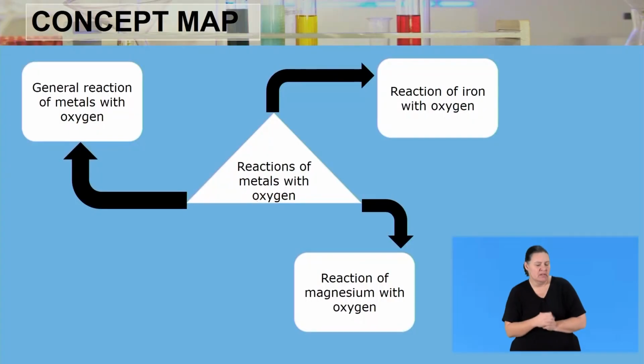In order for us to achieve our targets and goals, we're going to take our main idea, which is the reactions of metals with oxygen, and break it down into small ideas that we can solve. Our first concept is the reaction of iron with oxygen. Then after that, you're going to be looking at the reaction of magnesium with oxygen. And lastly, we're going to be looking at the general reaction of metals with oxygen.